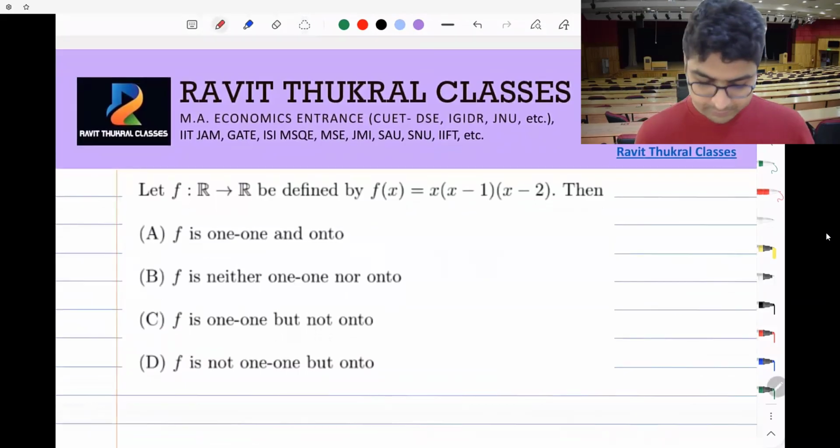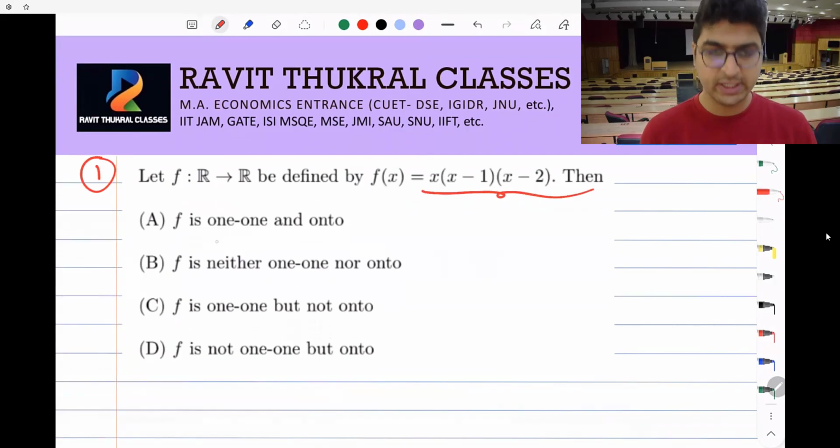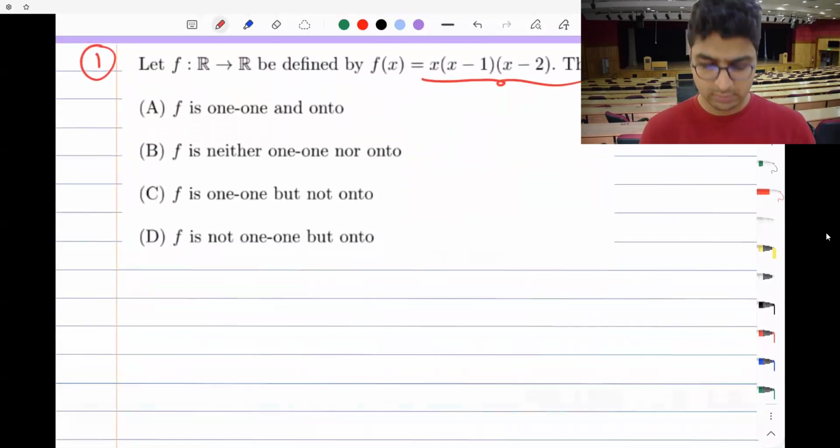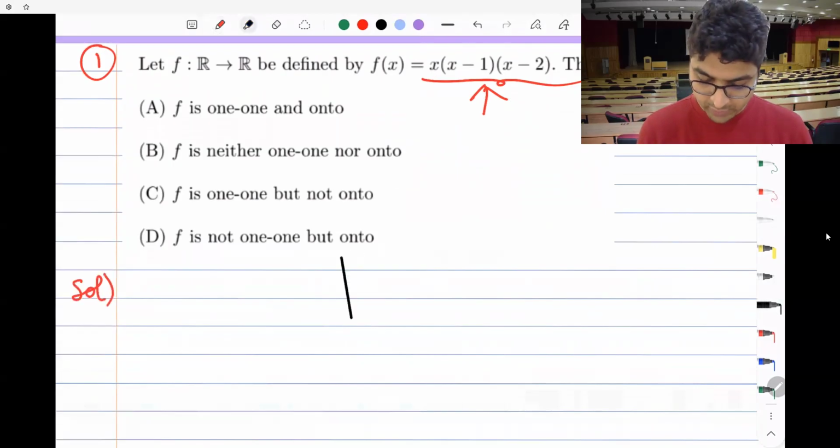Okay, so here's the first question. Question is that we have a function from domain real numbers, codomain is also the set of real numbers. This is the function x into x minus 1 into x minus 2. Then you are asked whether the function is 1-1 or onto or both or neither. Okay, so let's see this. 1-1 और onto के केस में जिस तरीके का ये फंक्शन है, तो better approach would be graphical approach. We can simply plot this function. It's quite easy to do that.